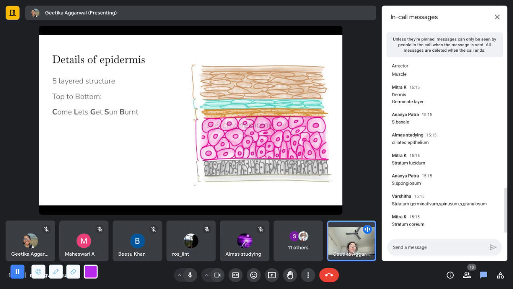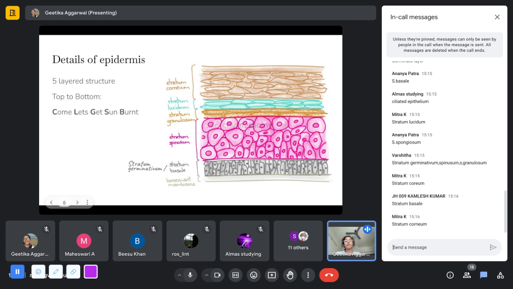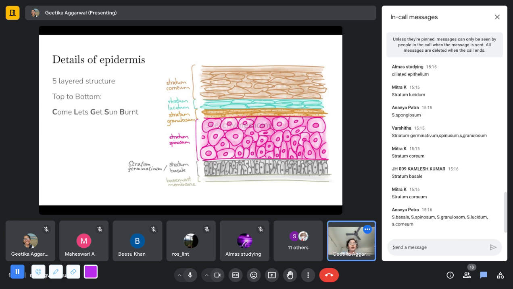So, these five layers are called, from bottom to top, the stratum basale, as some of you mentioned, or stratum germinativum, then spinosum, then granulosum, lucidum, and corneum. Here is a mnemonic to remember this. To remember these layers from top to bottom, you can use the mnemonic "Come, let's get sunburnt," because it would mean corneum, then lucidum, then granulosum, spinosum, and basale. That's an easy way to remember these five layers. But remember that this mnemonic works in the top to down fashion and not the other way around.